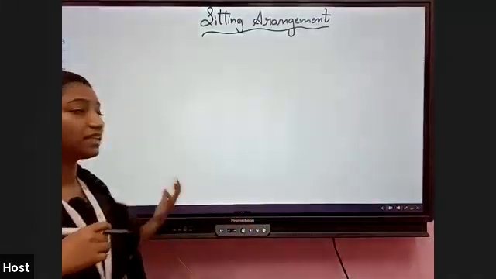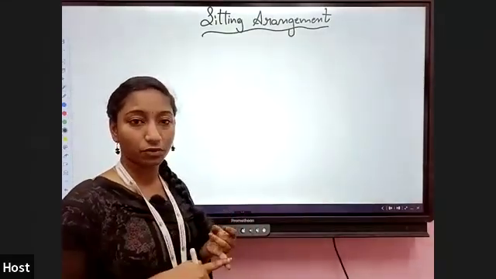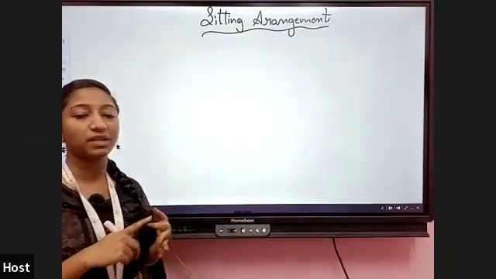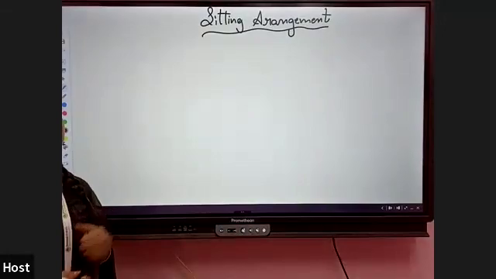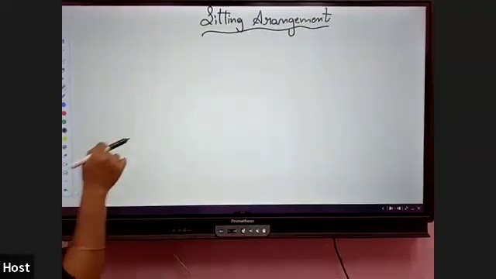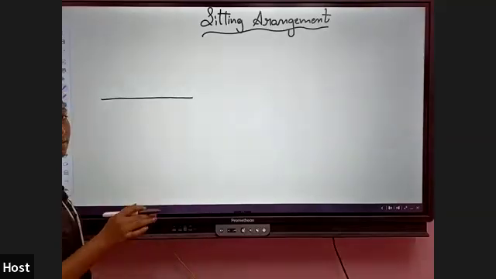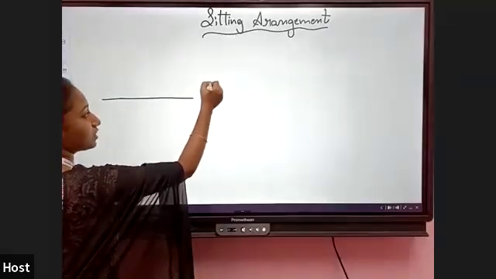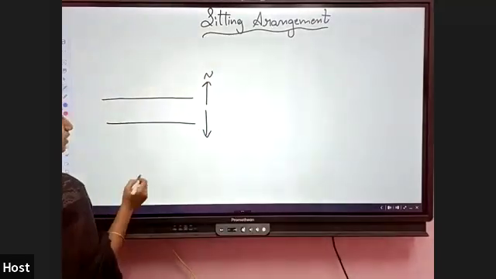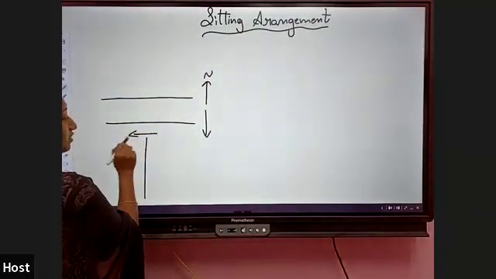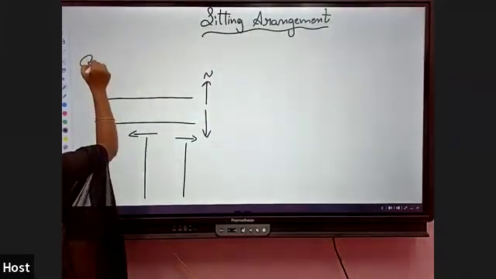In sitting arrangement, there are three topics we mainly should learn: arrangement in a row, arrangement in a circle, and arrangement in a square. Firstly, the row. This is a row. This is north facing and this is south facing. This is east-west facing and this is east facing.